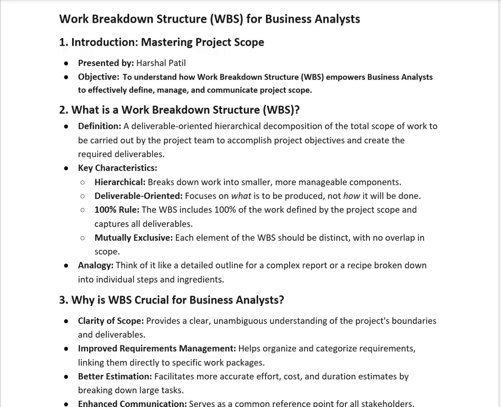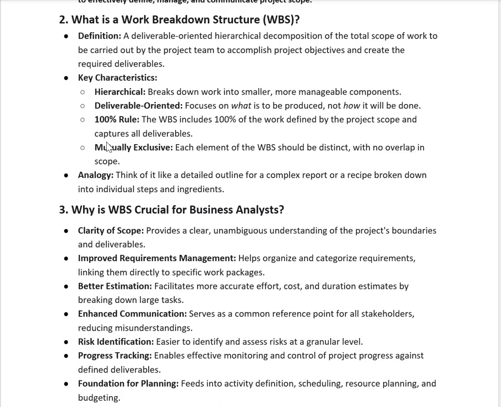Deliverable oriented means focusing on what is produced and how it will be done. The 100% rule means the work breakdown structure includes 100% of the work defined by the project scope and captures all the deliverables we need to deliver. So that's the 100% rule it should have. Then it is mutually exclusive: each element of the work breakdown structure should be distinct with no overlap in scope. It should be separate from each other scope, and together it will cover all these things.